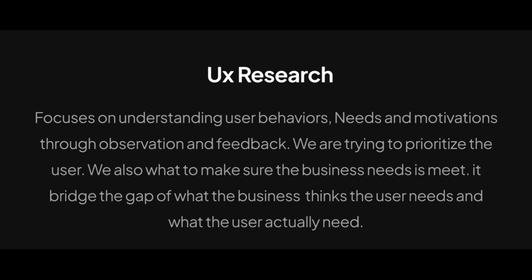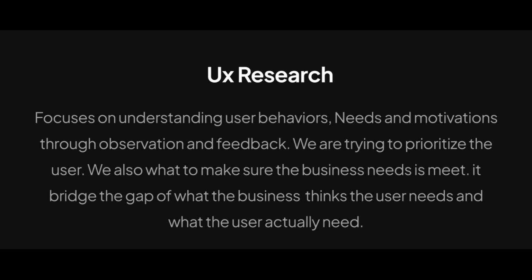So if you have this in mind when designing your digital product, users will always come back to your platform to use your digital product, and in the long run you make money. So it bridges the gap. User research bridges the gap between what the business thinks the user needs and what the user actually needs.